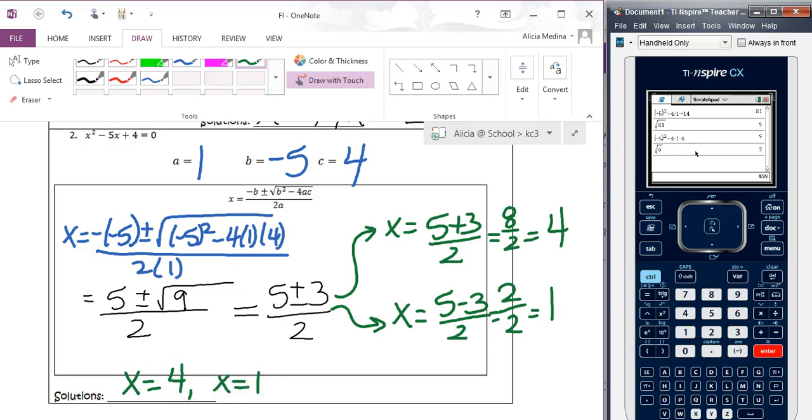Now if I asked you, is that real or is that imaginary? We can say, well, those both do not have i's, so we can say we have two real solutions. Right? If we had an i, then we would have to say two imaginary.